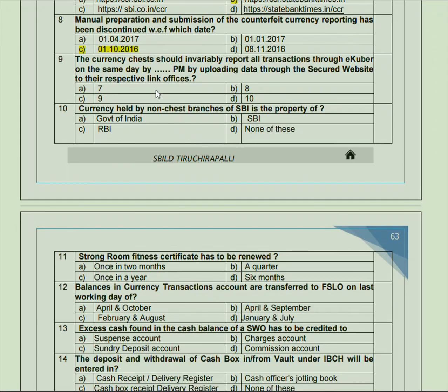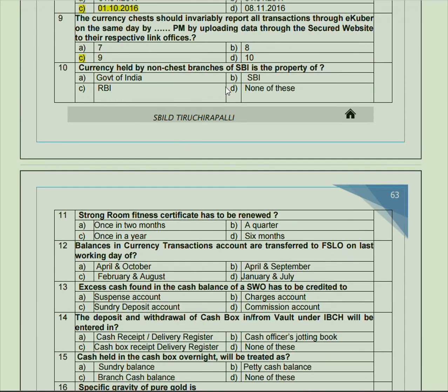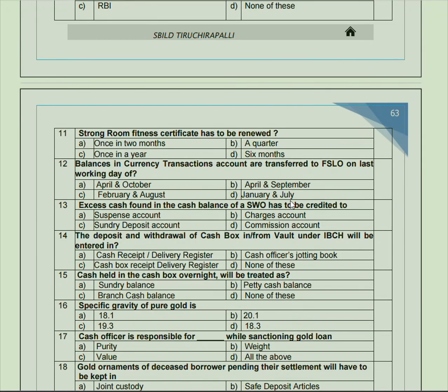So ninth, the currency chest should invariably report all transactions to eCobear on the same day by 9 PM. So we have to report by 9 p.m. to eCobear. The currency chest will be reporting by 9 p.m. Then question, currency held by non-chest branches of SBI is the property of the bank itself, SBI. The chest branches are the property of RBI, but non-chest branches, it is the property of SBI.